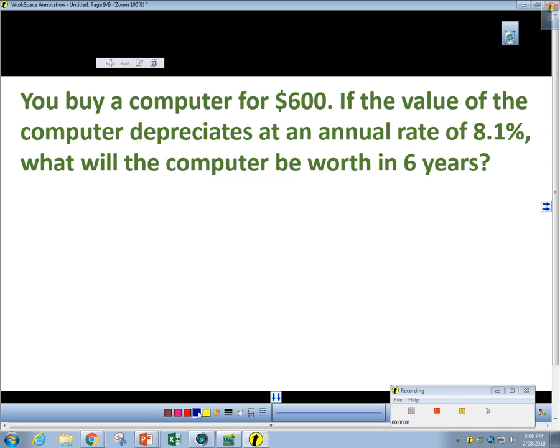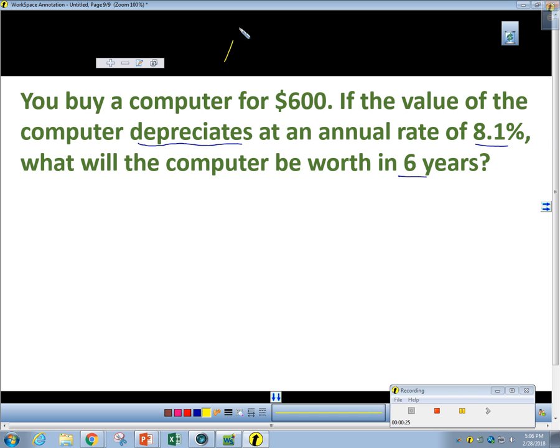You buy a computer for $600. Congratulations. The value of the computer depreciates at an annual rate of 8.1%. We want to figure out what that computer will be worth in 6 years. So we are depreciating, so we are going to use the formula for decreasing by a percent, percent decrease.